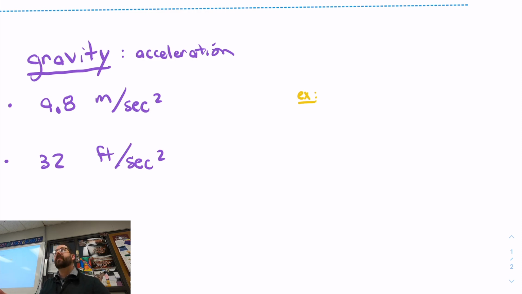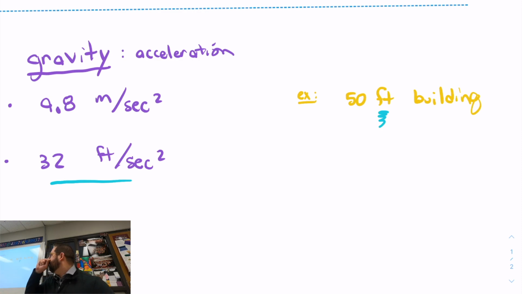If you've taken physics, this will seem super easy. So here's the idea. Let's say you're on a 50-foot building, and you just let the object fall. I want to know what time it will hit and what the speed will be when it touches the ground. Since this problem is in feet, I'm going to use the acceleration of 32 feet per second squared, because the label in feet tells me which number to use. Does that make sense, how I can identify which number I'm using?